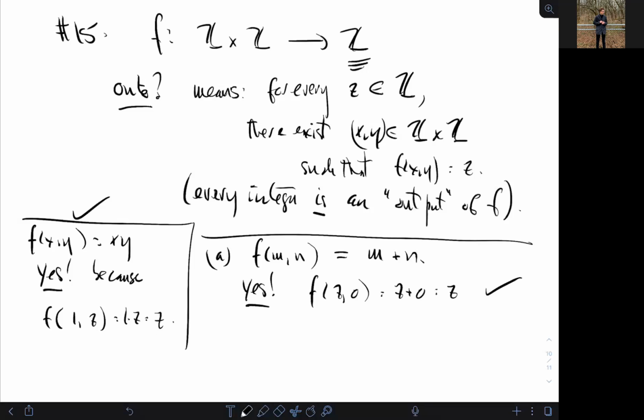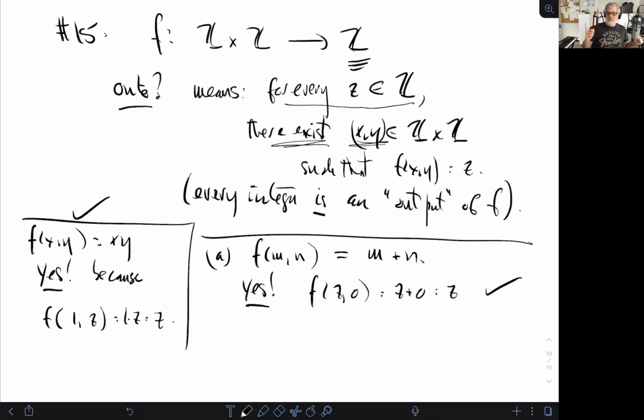How do we know? Like, how can we assume that n is 0? Okay, good question. So look at the definition. The definition says for every z, there exists something. So I'm allowed to choose whatever I want, right?